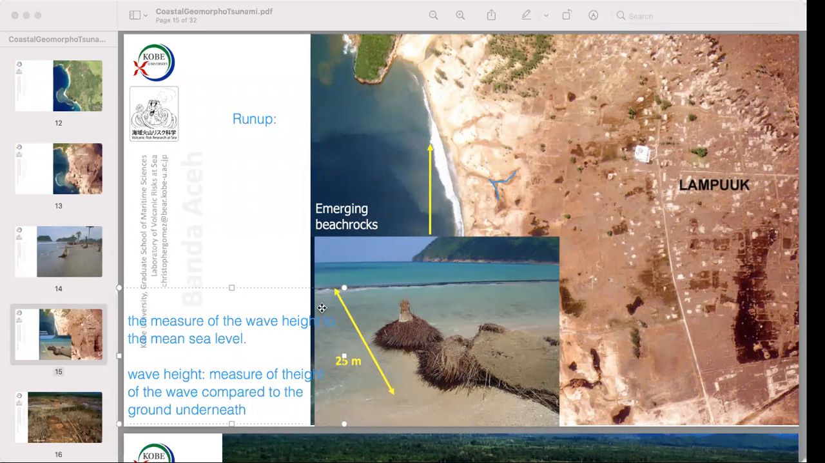So those are two different things. The measure of the wave height to the mean sea level, that's the run-up. So we take the measure here. Oh, it's draw, sorry. No wonder I couldn't do it. So we take the measure of the height here.